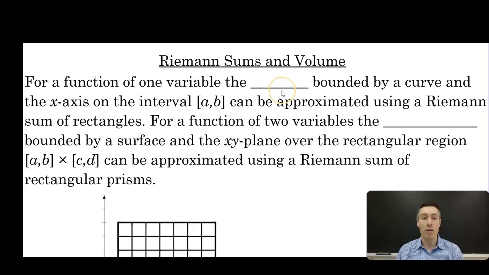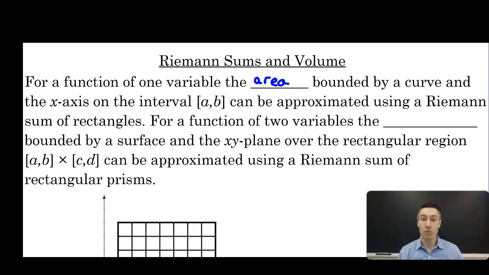For a function of one variable, the area bounded by a curve and the x-axis on the interval a to b can be approximated using a Riemann sum of rectangles. And we had a few options there. We could do a left-hand approximation, a right-hand approximation, or a midpoint approximation.